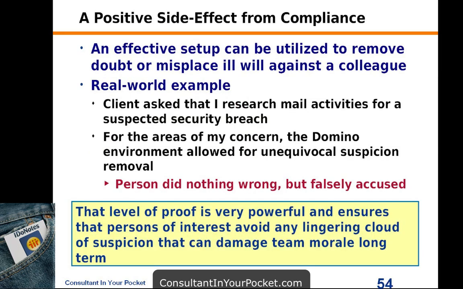And here's a positive effect. Last summer, I worked at an insurance company, and I was asked to specifically prove that one of their teammates they felt was sending company information outside of the firm. And they asked that I research all the mail activities for the suspected breach. For the areas of my concern, the Domino environment provided an unequivocal suspicion removal capability and I was very happy to be able to state that the person did nothing wrong. So that level of proof is very powerful and ensures that persons of interest avoid any lingering cloud of suspicion, which can damage team morale or even their career. So knowing how to use the tools that you have and knowing what Domino provides in terms of capability is not just used to find wrongdoing in your company, it can also remove and reinstate in good faith a trusted colleague.